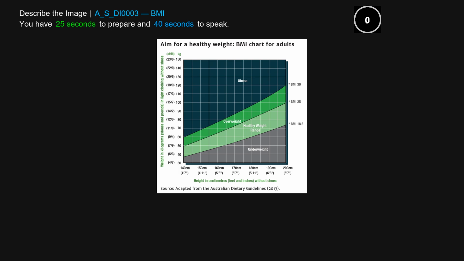This picture shows me interesting information about aim for a healthy weight. The horizontal line contains height in centimeters, including 140 centimeters and 150 centimeters, and the vertical line contains weight in kilograms, including 30, 40, and 50. It is clear that the highest value is 100 kilograms. On the other hand, the lowest value is 40 kilograms. The picture was informative and easy to follow. In conclusion, this picture shows me useful information about the BMI chart for adults.